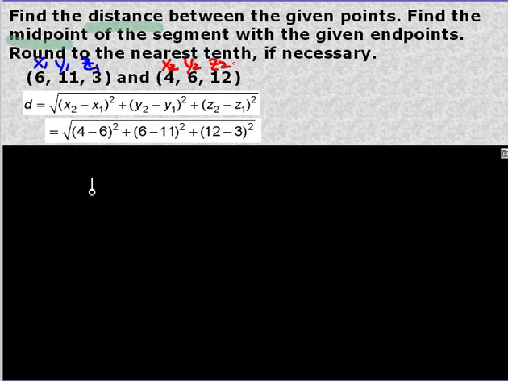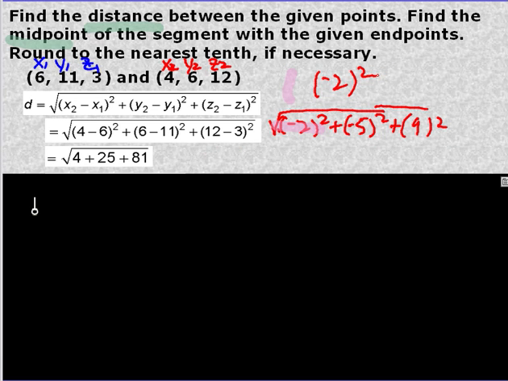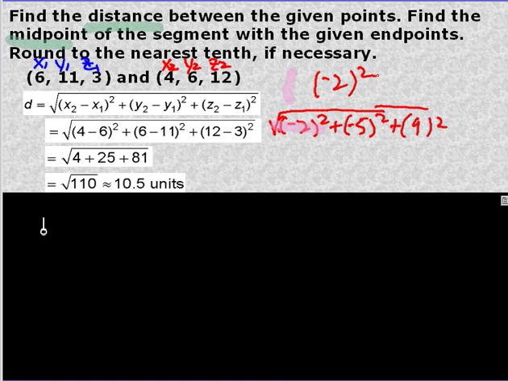Just be careful. You're going to get negative 2 squared plus negative 5 squared plus 9 squared. Please keep it in parentheses and you square it. Please put this in your calculator like this, else you will get the wrong answer. And if you end up with a negative under the square root, you've done something wrong. All right, so you're going to end up with positive 4, positive 25, and positive 81. The square root of 110, or 10.5 units, is going to be our distance.